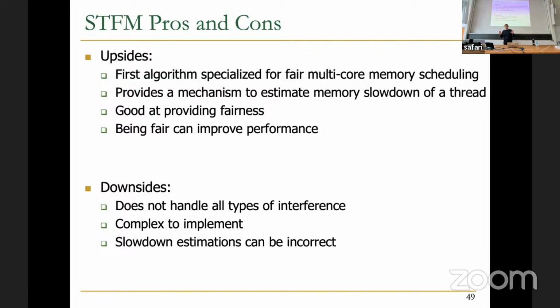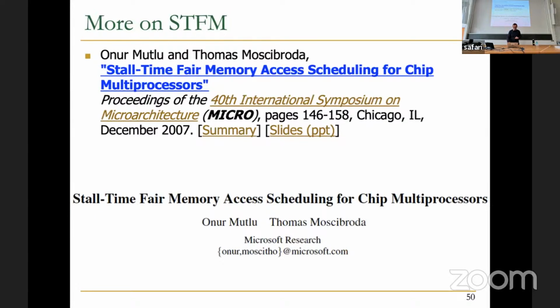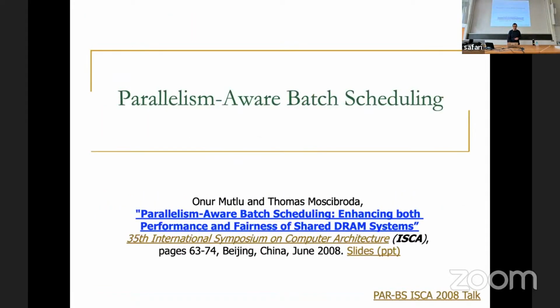But that may be okay if your goal is to actually improve performance and fairness. If you really want to enforce a particular amount of slowdown, you really need to be much more accurate than this. So this may not be good for enforcing some performance or slowdown guarantee, but this may be okay for improving fairness. Okay, and that's the paper. This is part of your recommended reading. Any questions?